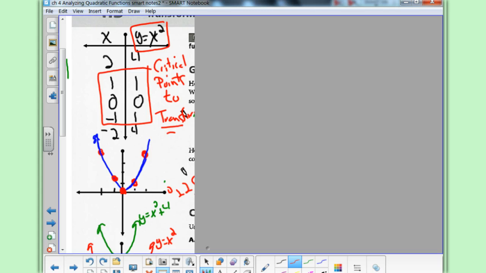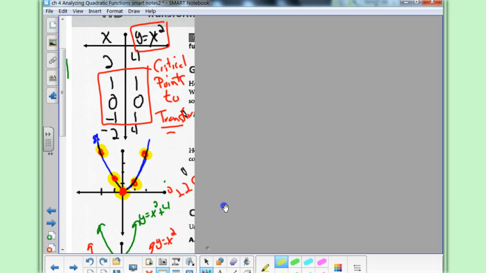So when you do a basic problem, when you plug in 0 into y equals x squared, 0 squared gives you 0, and 1 squared gives you 1, and 2 squared gives you 4, minus 1 squared gives you 1, and minus 2 squared gives you 4 as well. So those are the critical points.